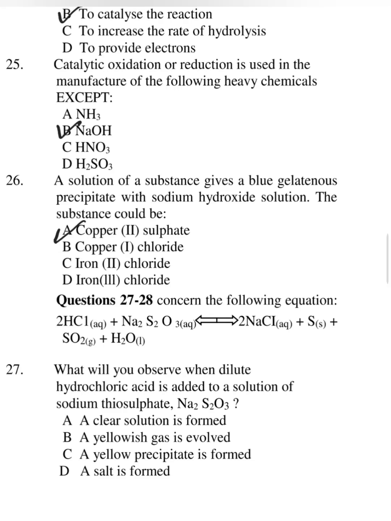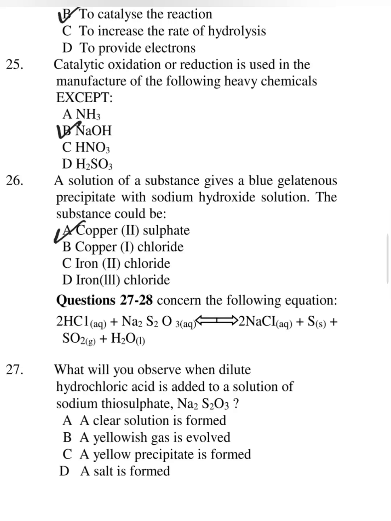Questions 27 to 28 concern the following equation. We have hydrochloric acid reacting with sodium thiosulfate to give sodium chloride, sulfur, sulfur dioxide, and water. 27. What will you observe when dilute hydrochloric acid is added to a solution of sodium thiosulfate? The observation comes at the level of the products. We have A, a clear solution is formed.